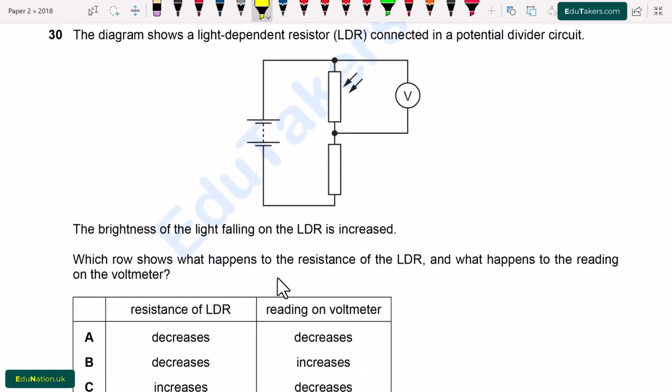Question number 30. The diagram shows a light dependent resistor, LDR, connected in a potential divider circuit. The brightness of the light falling on the LDR is increased. Which row shows what happens to the resistance of the LDR and what happens to the reading on the voltmeter? The resistance of the LDR and the reading on the voltmeter are shown in the options. First of all, here we can see that this is the LDR while the other is a resistor.